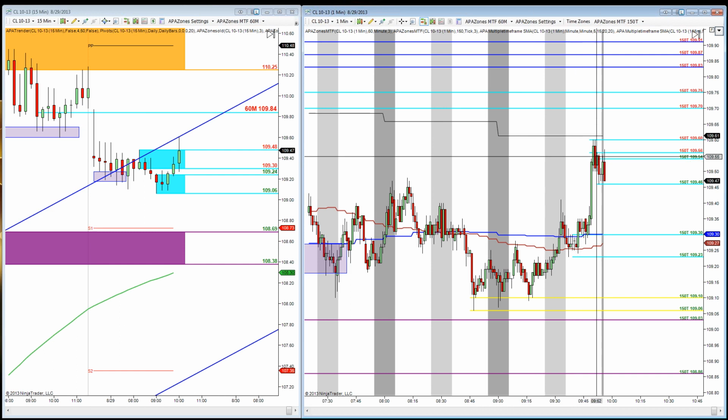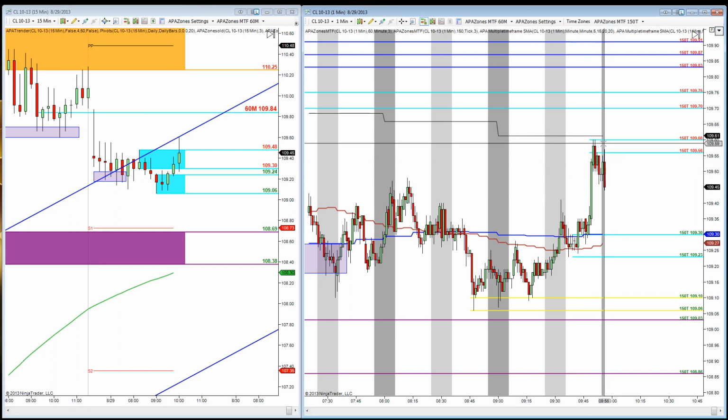Alright, so we're coming up to our 10 o'clock time. We had a retest of that level and a failure to break that. Okay, now we're breaking down below. We had a green candle up, red candle even higher, failure, and this could be a possible short setup.